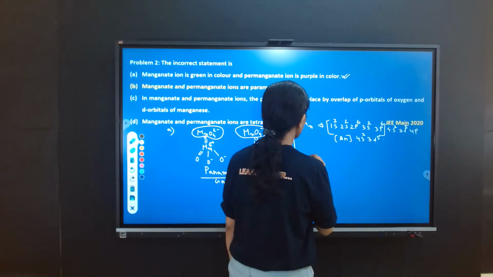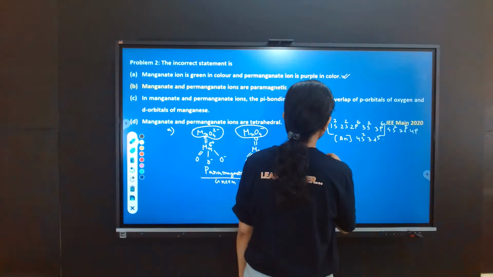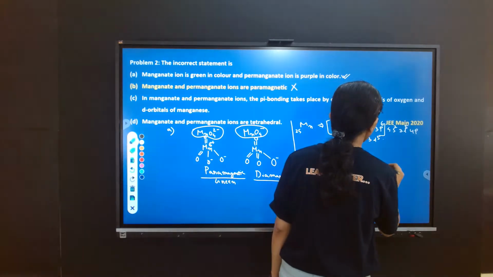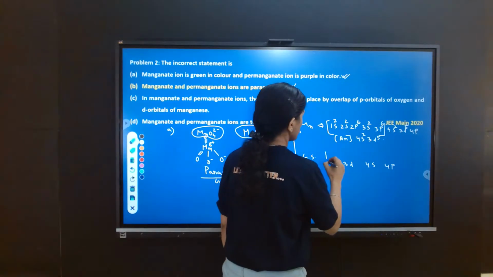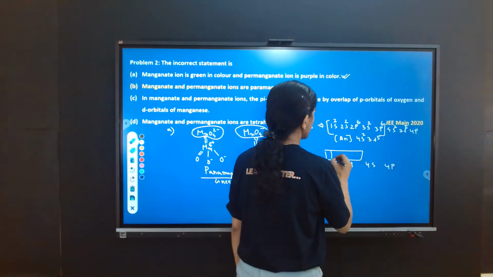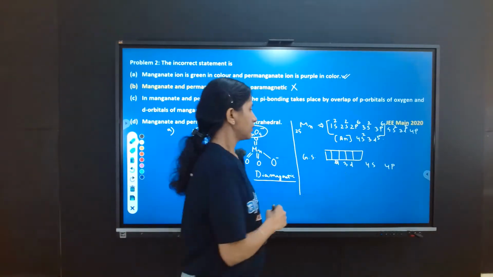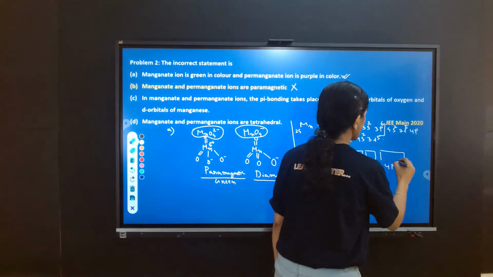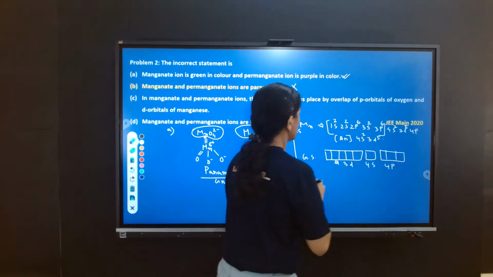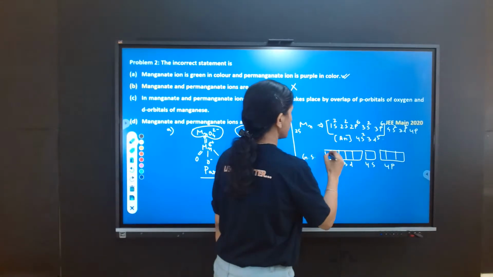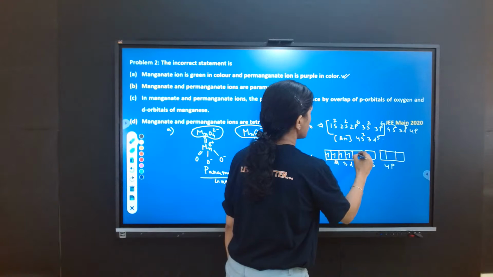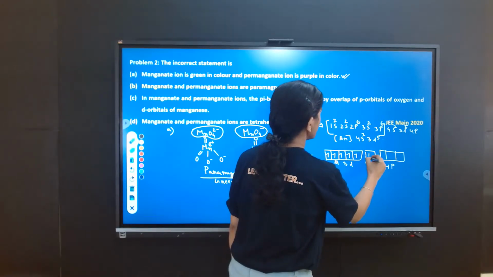Now if you draw the ground state electronic configuration for 3d, 4s and 4p, it is 4s2 and 3d5. So you can see singly occupied d orbitals, and 4s2 will be like this.